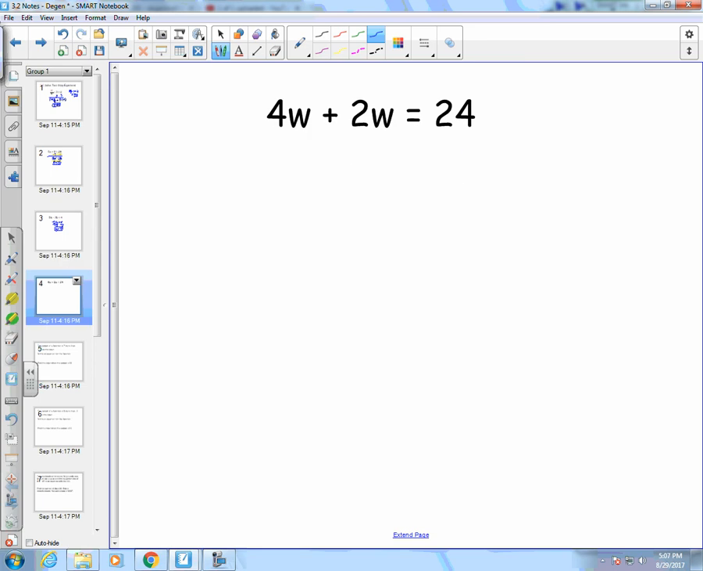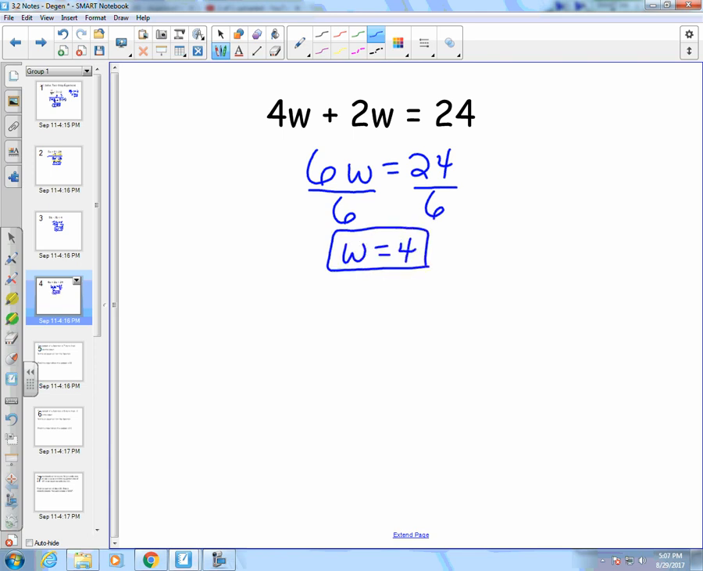Let's do another combining like terms. Why don't you go ahead and take care of this one yourself? Stop the video, try it, and then come back in. 4w plus 2w gives you 6w equal to 24. We will divide by 6 on both sides so that w equals 4.